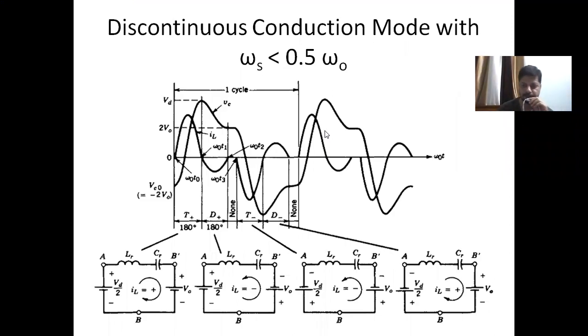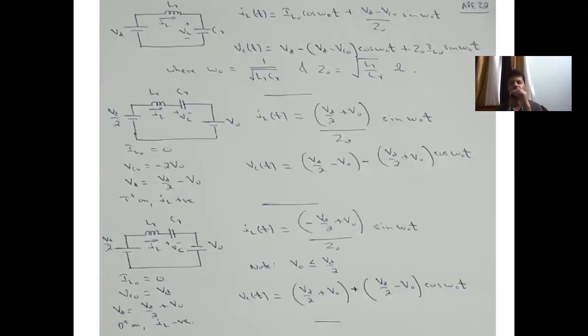circuit. So, these are the circuit waveforms in the discontinuous conduction mode when the switching frequency is less than half of the resonant frequency. I've sent this PDF today, wherein in the first circuit, we have the basic resonant circuit, DC voltage VD, LR and CR, that we had solved previously when we had studied the basic resonant circuit concepts.